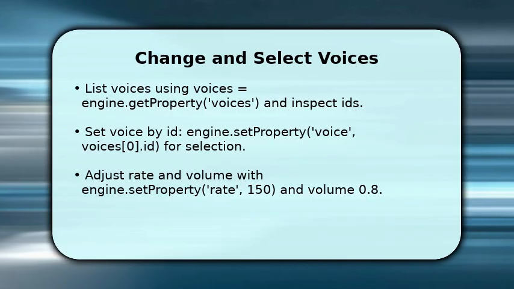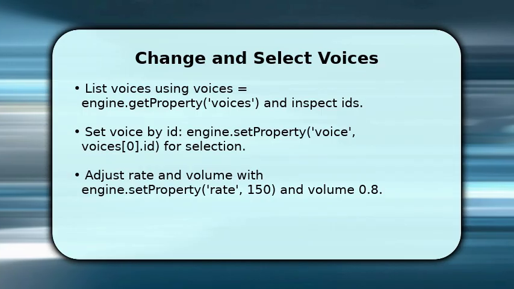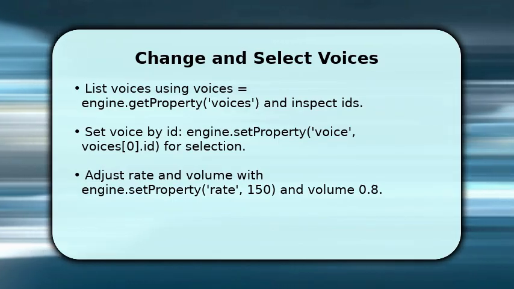Change speaking speed using engine.setProperty('rate', 150) where 150 is a typical words per minute value. Control loudness with engine.setProperty('volume', 0.8) where 1.0 is maximum volume.